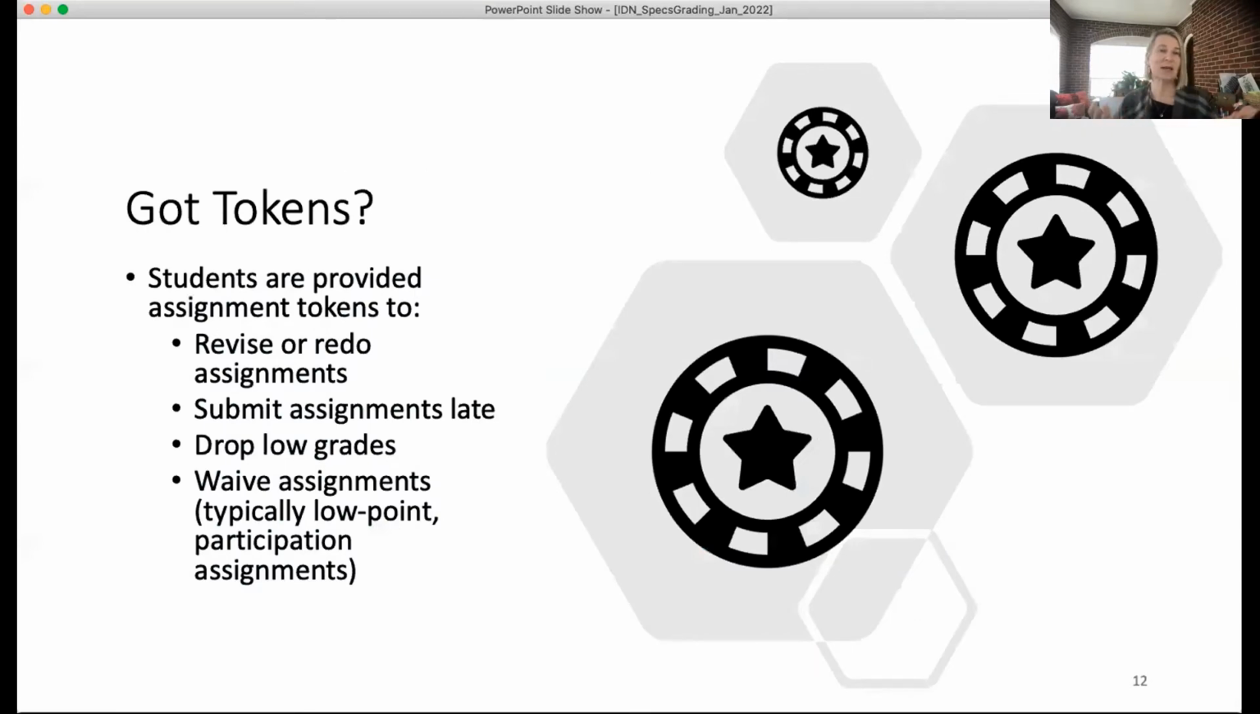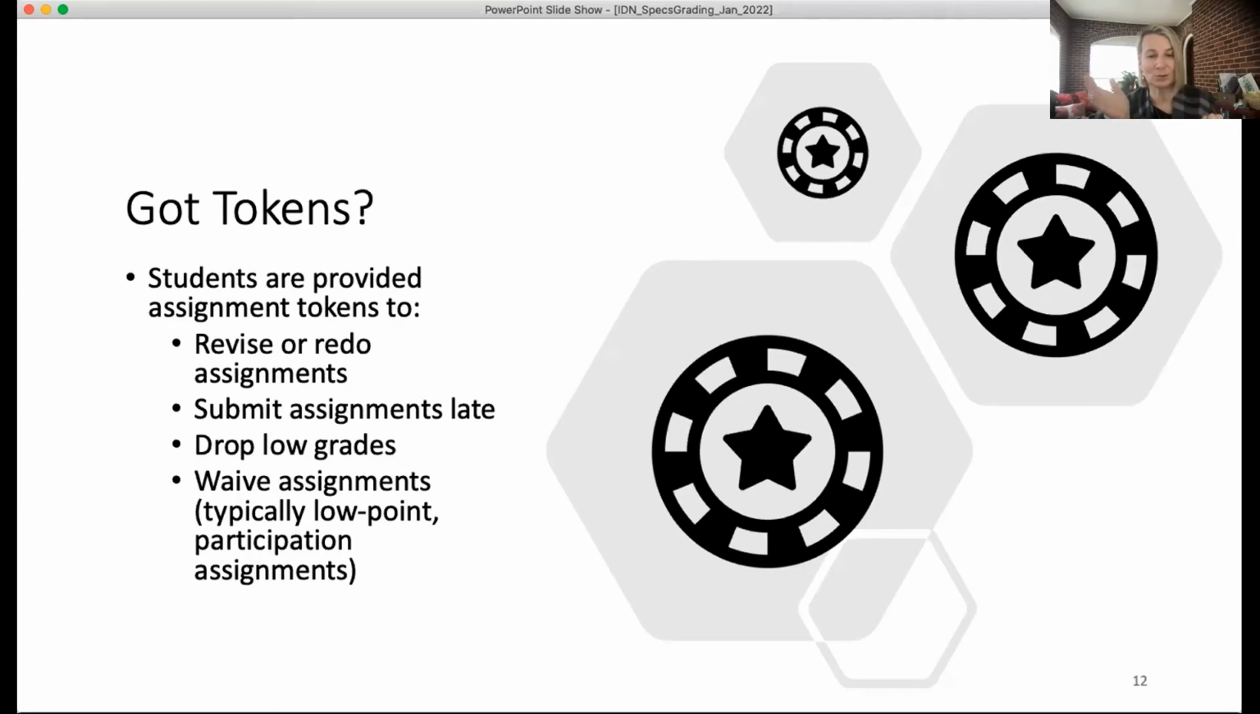So this brings me to the idea of tokens. Within this system, we give students tokens, and you can designate tokens for whatever you want. And then students can submit their tokens to you to request certain things. Some of the ones that I use are to revise or redo them, or if they want to submit assignments late. So like, do you get those emails? Like, can I have an extra day? Can I have an extra 2 days?